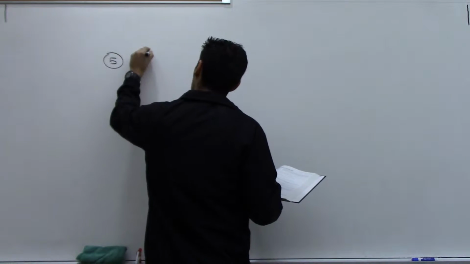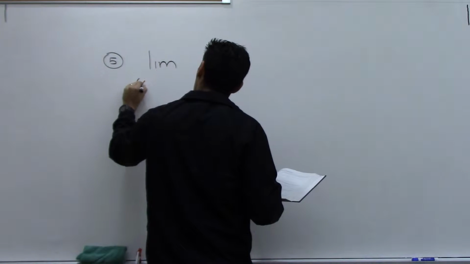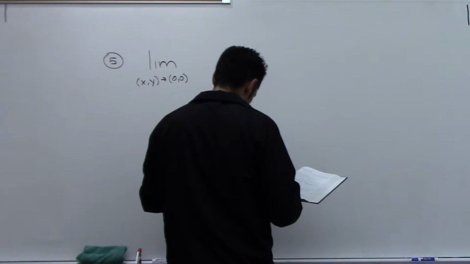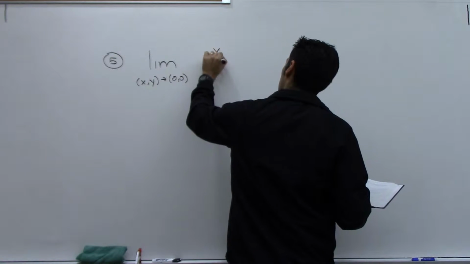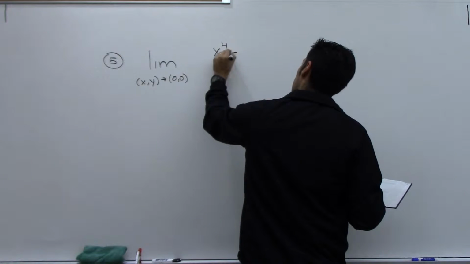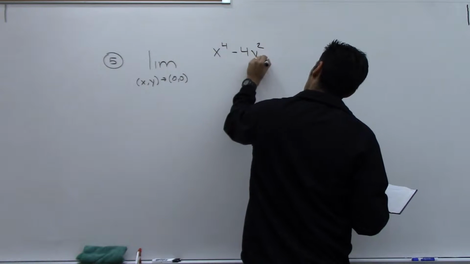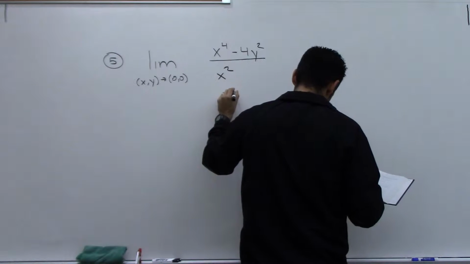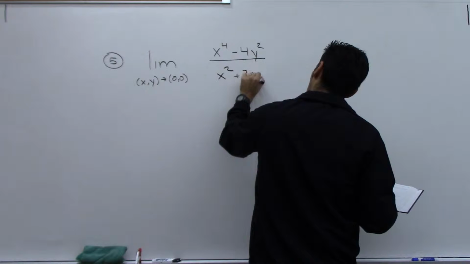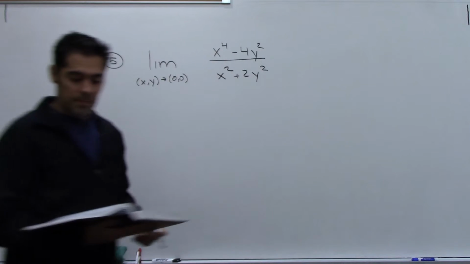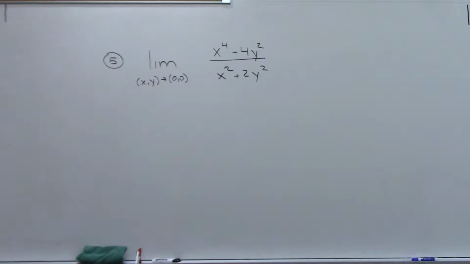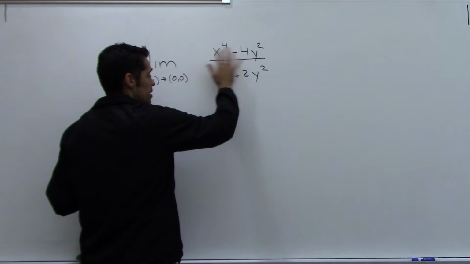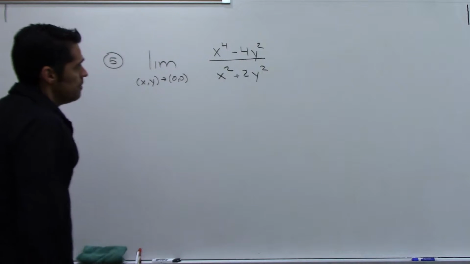We have the limit as the ordered pair (x, y) approaches the origin (0, 0) of (x^4 - 4y^2) over (x^2 + 2y^2). All right, so what I want to do is figure out what's happening as x and y both approach 0. It's obvious that if I let x and y be 0 in here, I get 0 over 0, which is undefined.